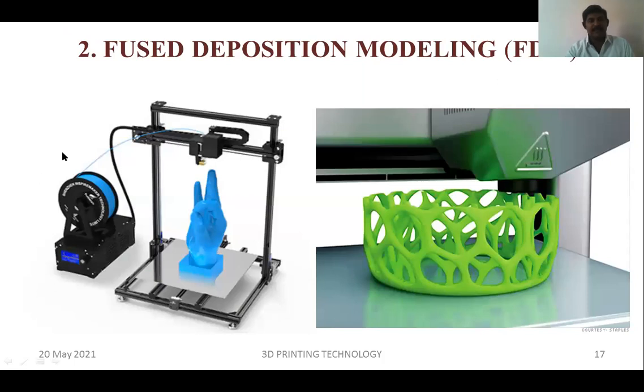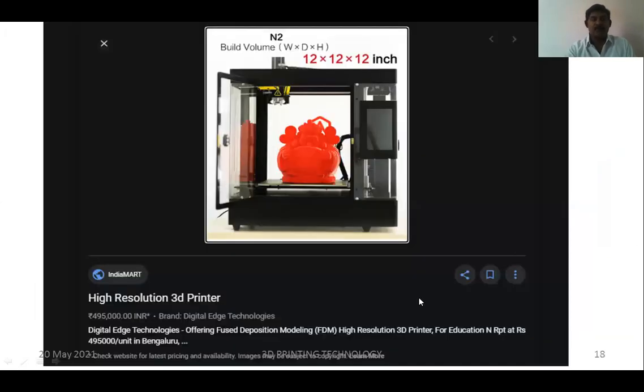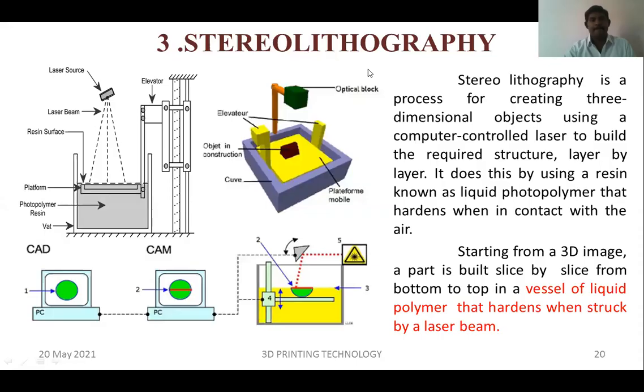So this is the real fused deposition modeling machine, our printer. This blue color will be called a polycarbonate material. So we can easily generate this 3D model, and the right side figure also we can easily generate through this fused deposition modeling. And the cost of the particular fused deposition modeling printer is 4,95,000. The size of that particular printer is 12 inches. And the next part is stereolithography.